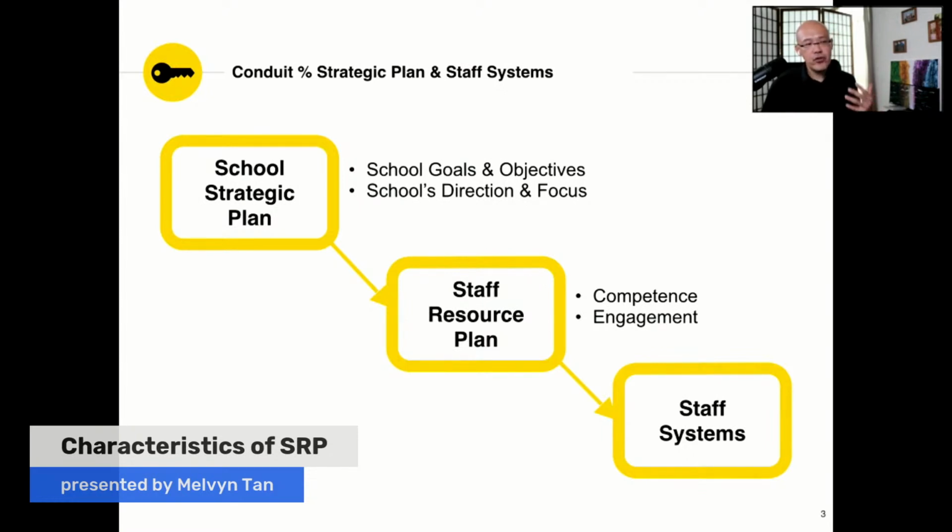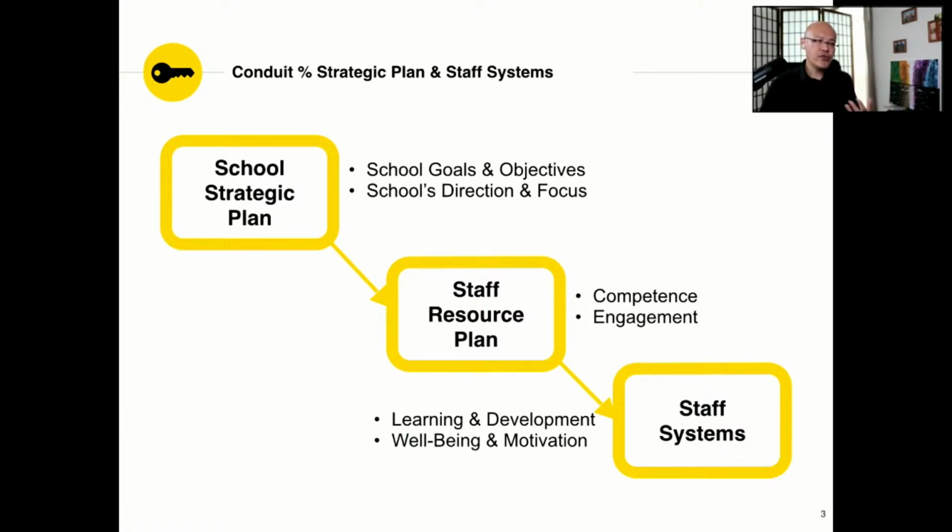When we take a look at the staff systems, essentially we're looking at the area of learning and development. Learning, because we want to equip our teachers with the necessary skills. Development, because we want to develop them into competent professionals. In addition, we also want to look at their well-being as well as their motivation. So the first characteristic that you want to ask yourself is, is your staff resource plan that conduit between the strategic plan of your school and your staff systems?